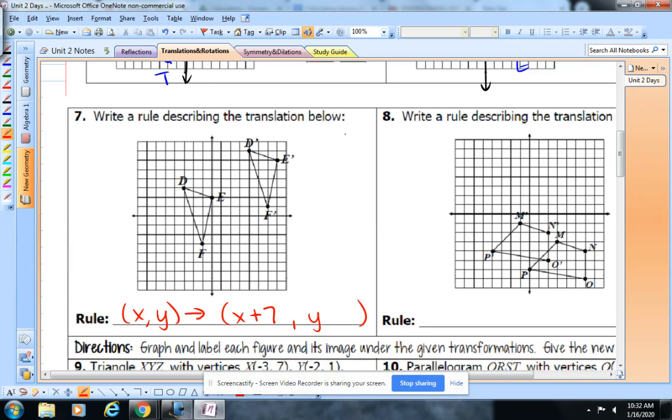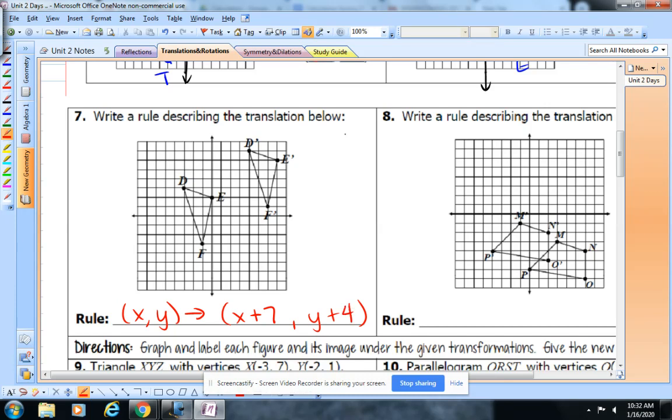All right, so I go across to the right 7. And do I go up or down? Up how many? 1, 2, 3, 4. So what do I put for y? Plus 4. Y'all see that? And then you can check it with another point.